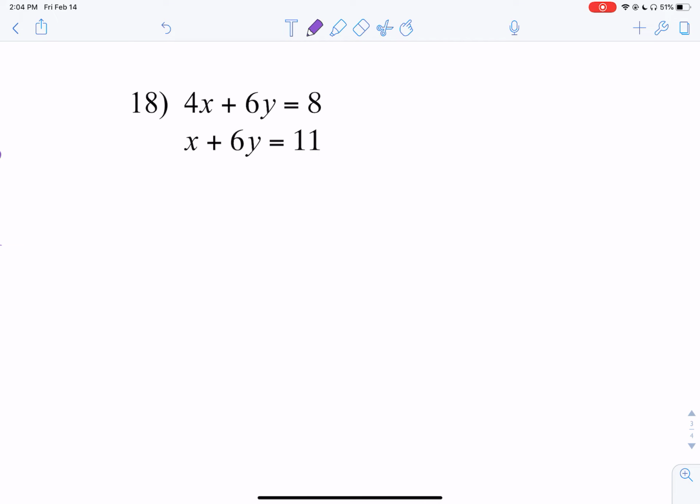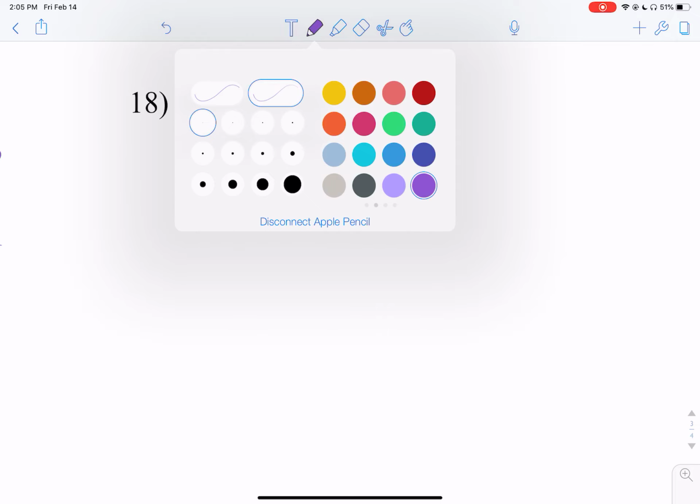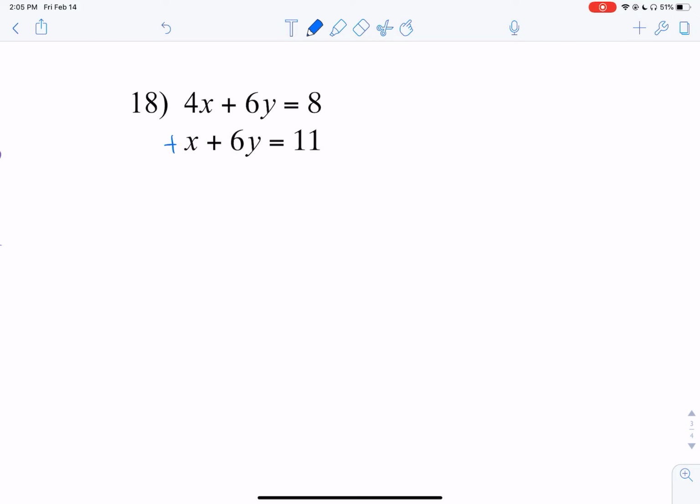For number 18, in order to use this process of elimination, adding is not going to be enough because they are not opposite values, all right? So if I add going downwards, nothing gets eliminated. 4 plus 1 is 5, 6 plus 6 is 12. So what I need to do before I can actually add these is multiply one of these things by a negative, because as you see right here, this 6 and 6 are both positive.